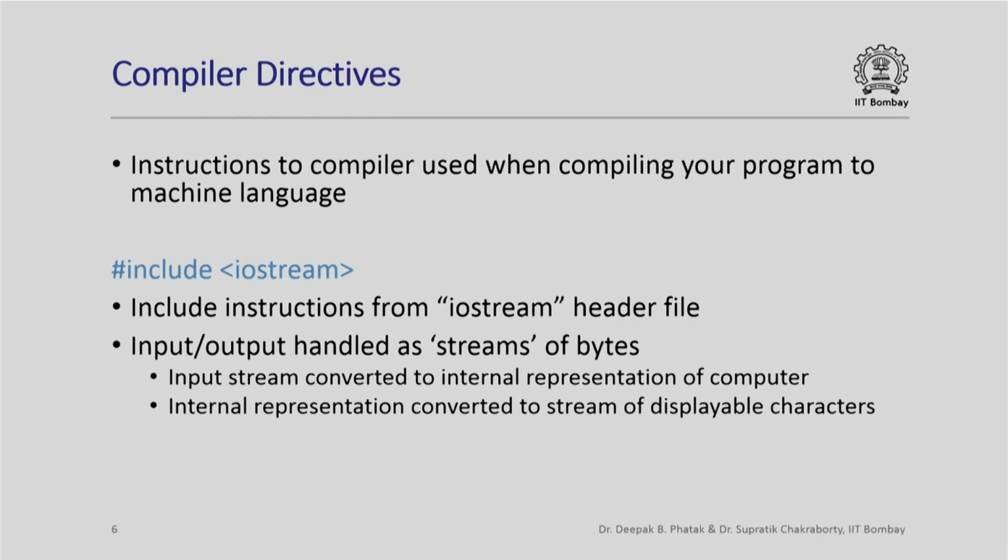Now why are we asking the compiler to include instructions from IOStream? This is because input and output in C++ programs are handled as streams of bytes. So for example, when I type in something from the keyboard, the C++ program sees it as an input stream of bytes, and it has to be converted to the internal representation of the computer. Similarly, when I ask a C++ program to print some result, the internal representation of the result must be converted to a stream of displayable characters.